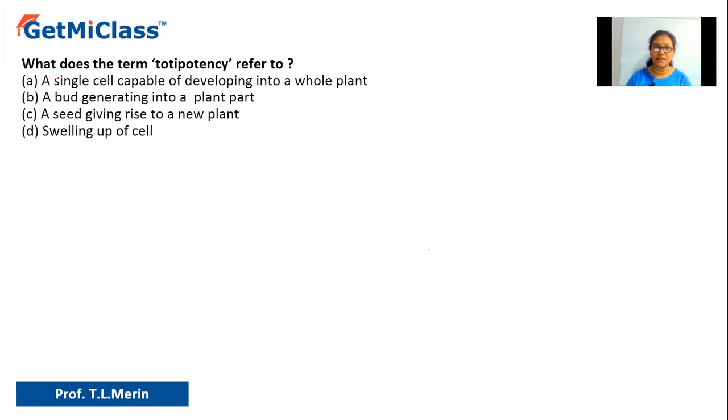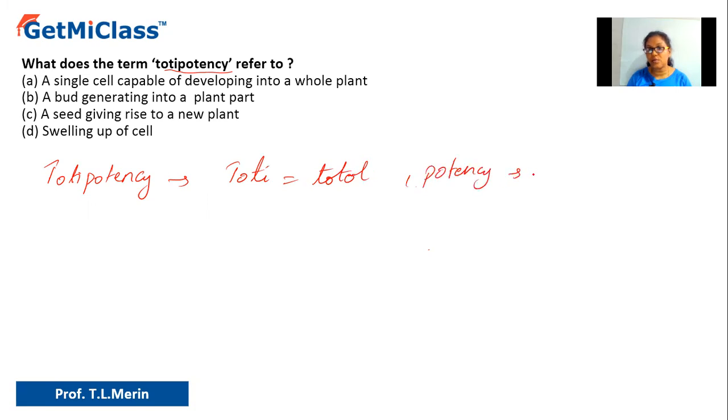So let us understand the question. What does the question say? The question says, what does the term totipotency refer to? So what do you understand by the term totipotency? If you split the term into two, you have toti. What do you mean by toti? Toti is nothing but the total or the complete potential, and potency is nothing but the potential or ability.